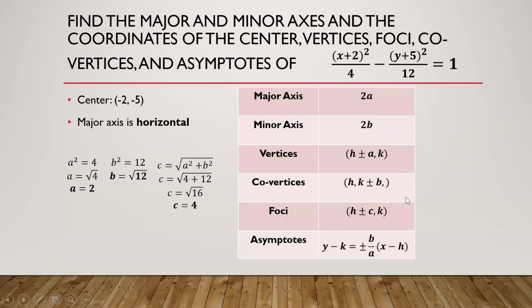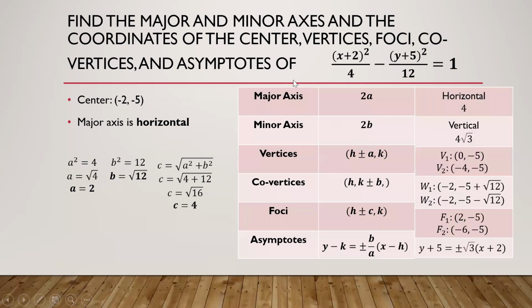Then we complete the table. So for our major axis, again, it's horizontal. So 2a is 2 times 2, that's 4. Minor axis, vertical, that's 2b, so 2 times the square root of 12.